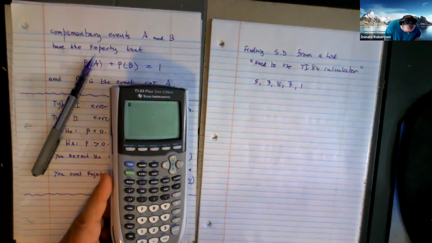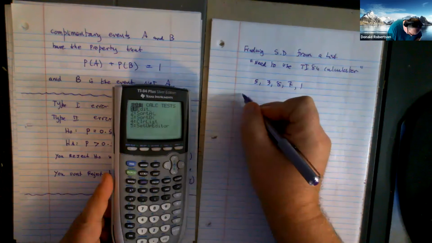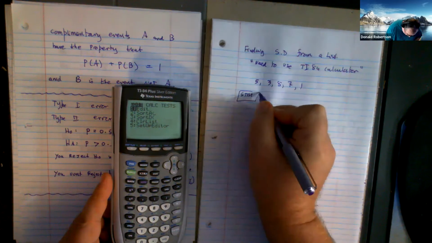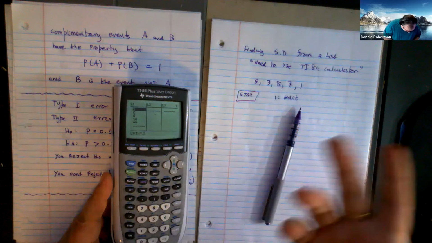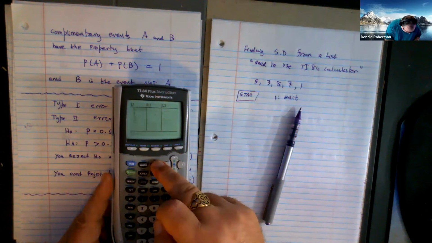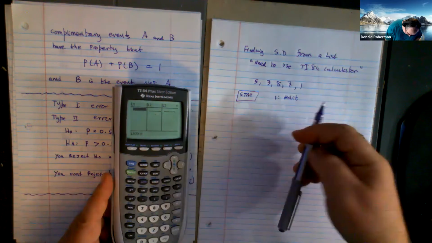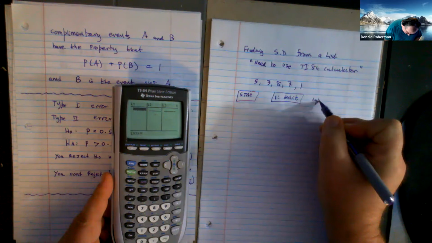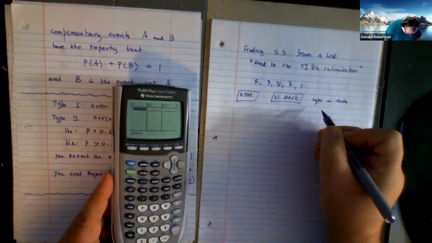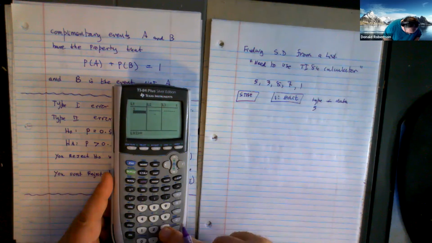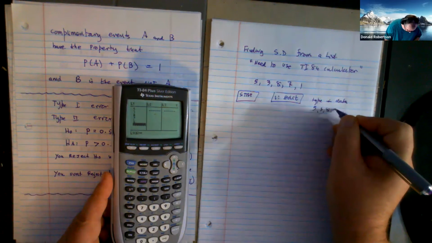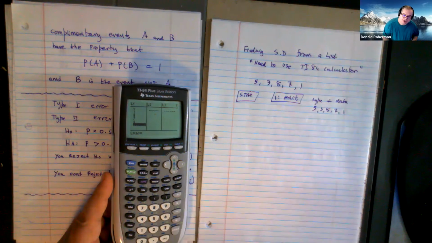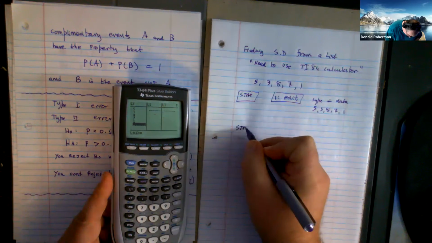So first thing you'll do is hit the Stat button, and then choose option 1, which is Edit. As you can see here, there's some old data left behind. I'll just hit Delete to get rid of it, and then you type in the data. In this case, you would type in 5, 3, 8, 7, and 1. Okay, and that's the information now stored in the calculator. Then next you hit the Stat button a second time.